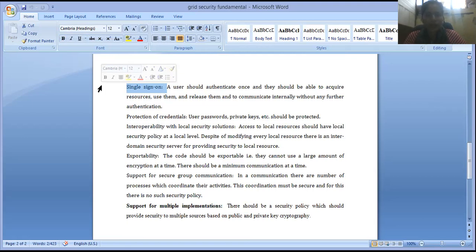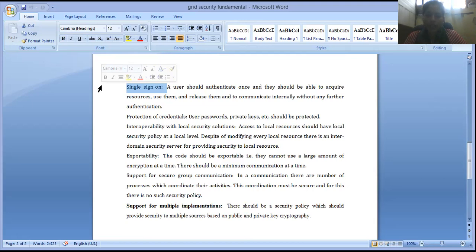Okay, protection of residency. What does protection of residency mean? You are using passwords or private keys or algorithms which protect your data. Interoperability with the local security solutions. That means to access the local resources, you have the local security policy at the local level, and it cannot modify your data. Local resources, and there are also inter-domain security services provided to that local resource.